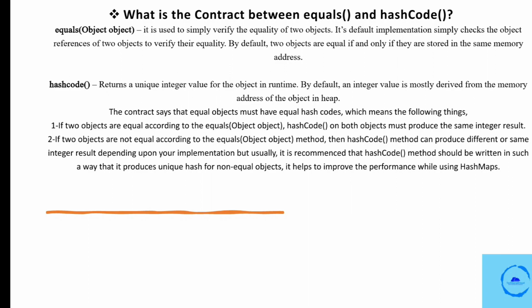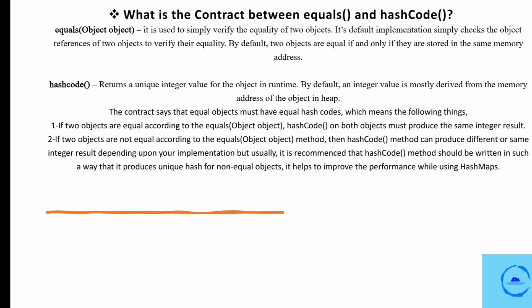Now let's talk about the contract. The contract says that equal objects must have an equal hash code, which means the following things. The first is, if two objects are equal according to the equals method, hashcode on both objects must produce the same integer result. And the second is, if two objects are not equal according to the equals method, then the hashcode method can produce a different or the same integer result depending upon your implementation. But usually it is recommended that the hashcode method should be written in such a way that it produces a unique hashcode for non-equal objects. It helps to improve the performance while using HashMap. Hope it's clear to you. So let's move to the next question.